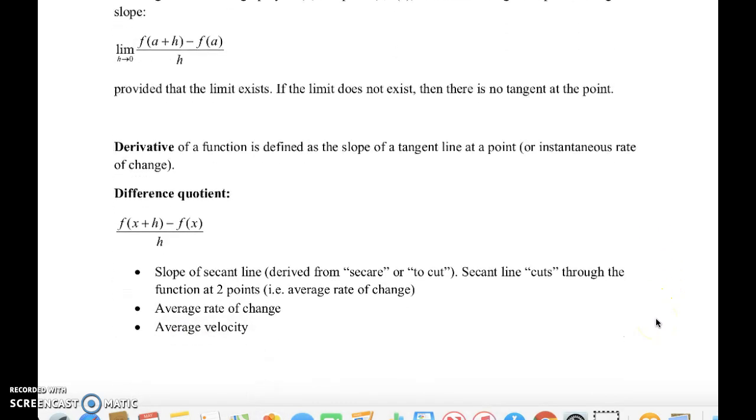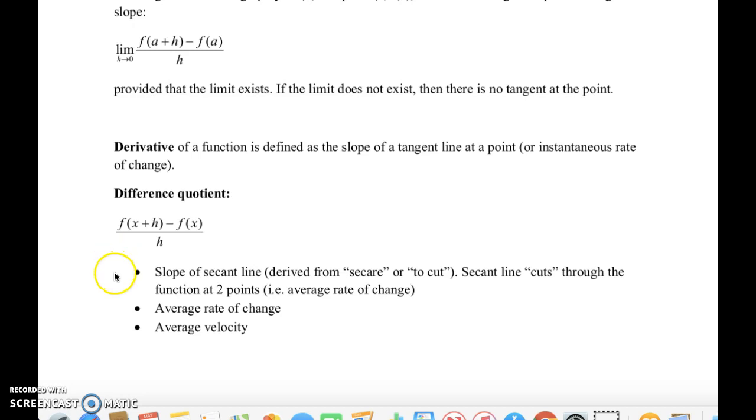So when we're talking about a derivative of a function, it's defined as the slope of the tangent line at that point, or more specifically, that instantaneous rate of change. And we're going ahead and defining it right now as a difference quotient. The difference quotient is nothing more than our f of x plus h minus f of x divided by h. So it looks just like our instantaneous rate of change, except we're not trying to find the limit at that particular point as h approaches 0.